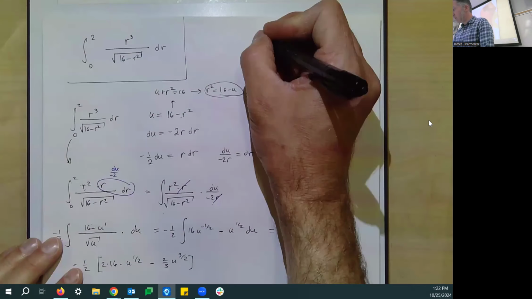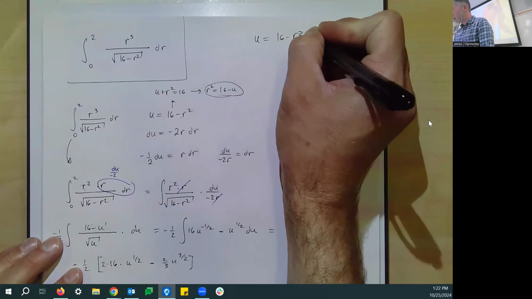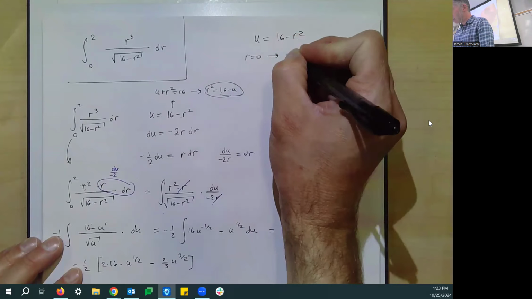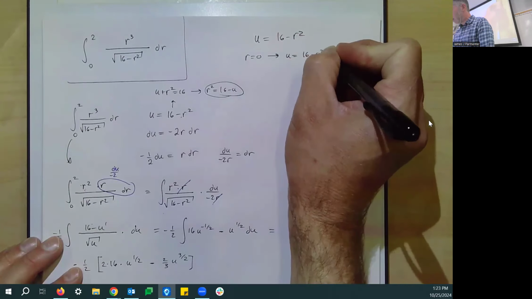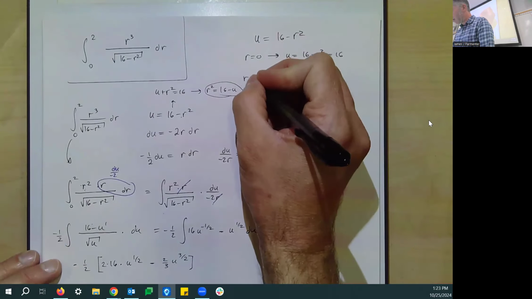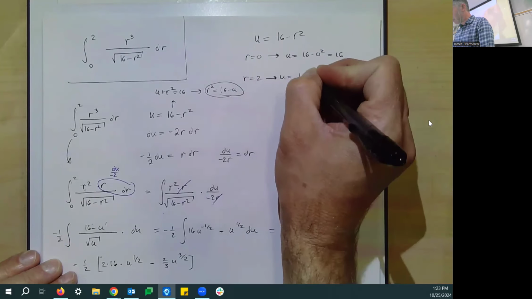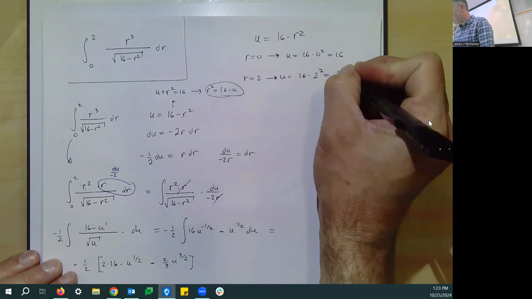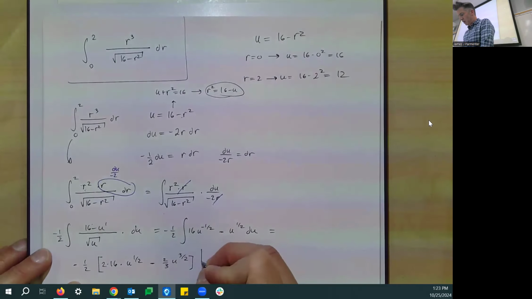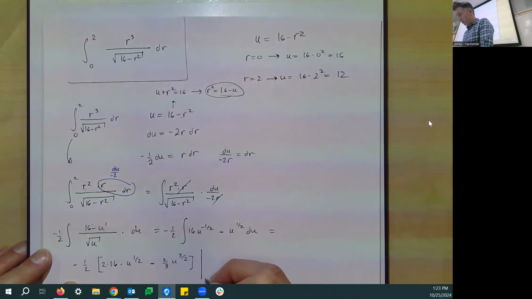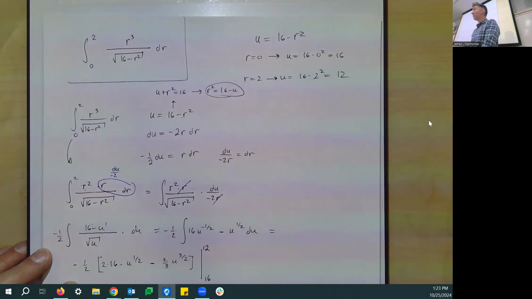So if u is equal to 16 minus r squared, r equal to 0 means u is going to be 16 minus 0 squared, which is 16. r equal to 2 means u is going to equal 16 minus 2 squared, which is 12. So my limits of integration should be kind of terrible. 16 on the bottom, 12 on the top. It's perfectly okay that those are out of the typical order we'd like them to be in. We just leave it as is and deal with it.